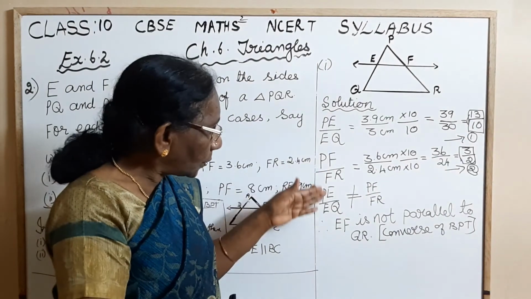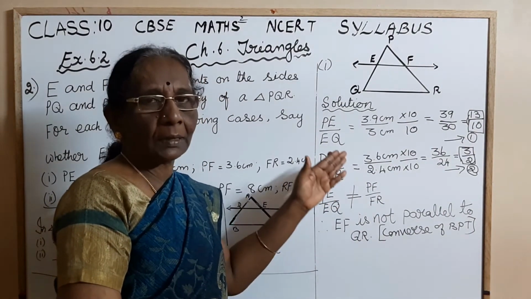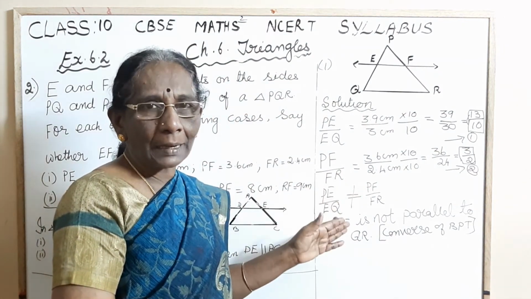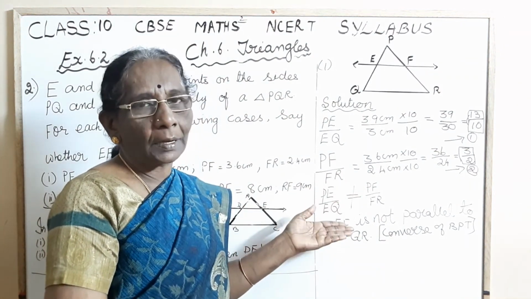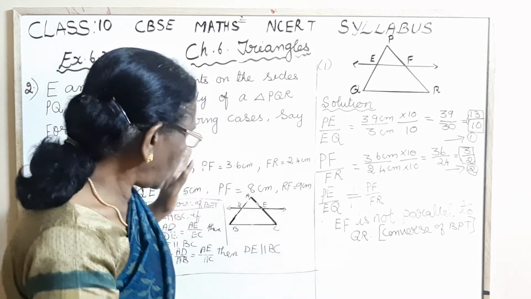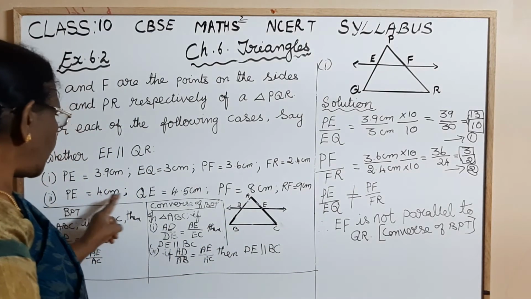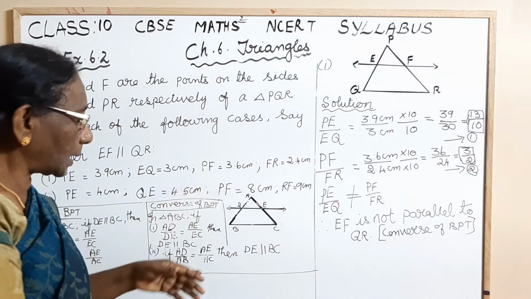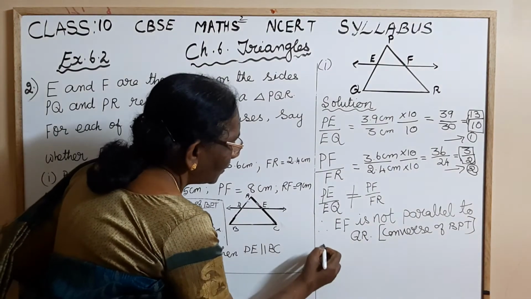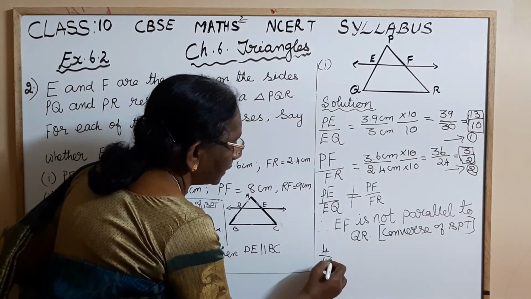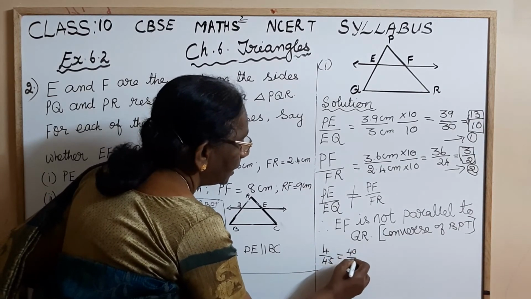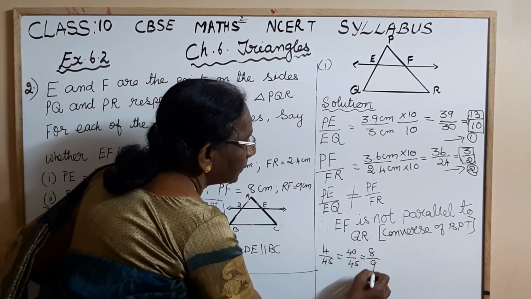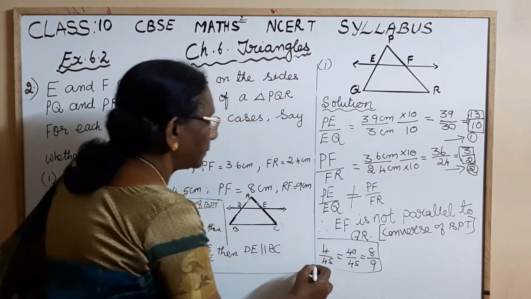So as usual you find the ratio and check whether they are equal. If they are equal, you can write they are parallel. If they are not equal, you can write they are not parallel. See here. Here if you find PE by QE, you will get 4 by 4.5. That is 40 by 45. That is equal to, if you divide by 5, 8 by 9. That is the first ratio.